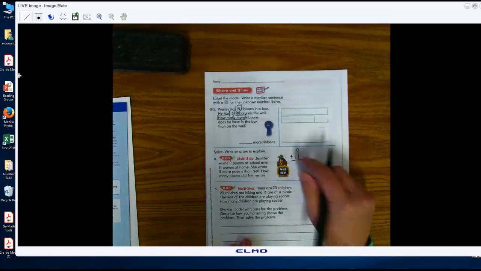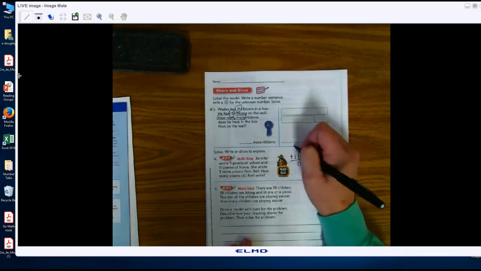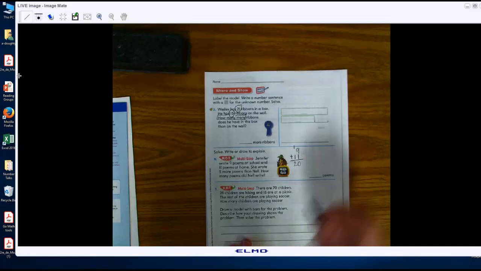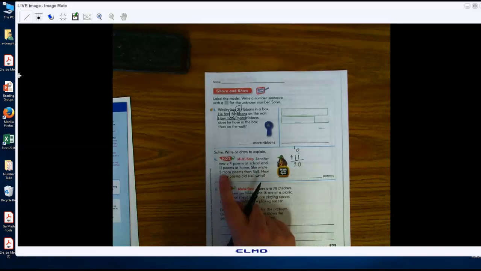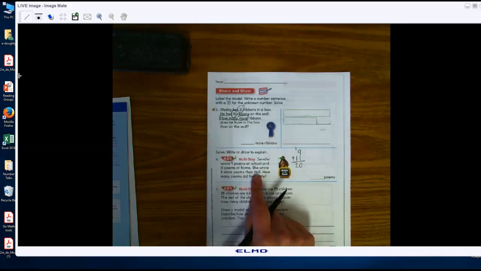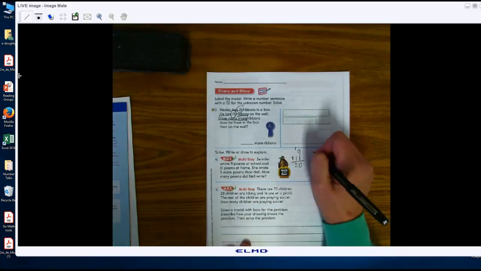9 plus 1 is 10. I got to add up here. 1 plus 1 is 2. So she wrote 20 poems between school and home. And she wrote 5 more than Nell. So Nell was 5 less. So that means we need to subtract.